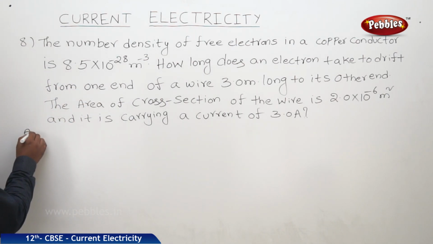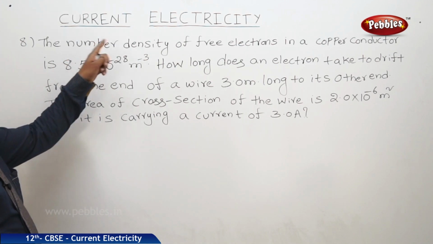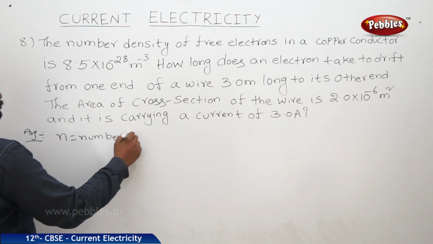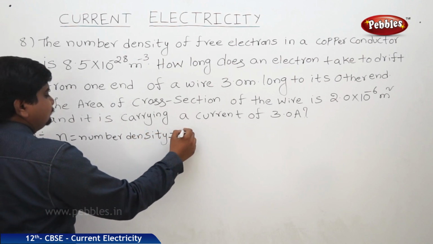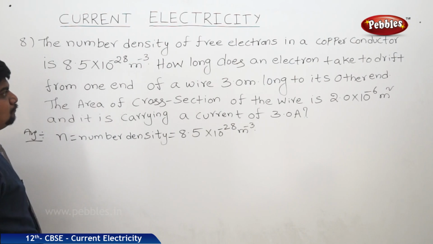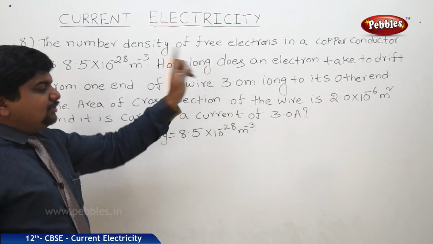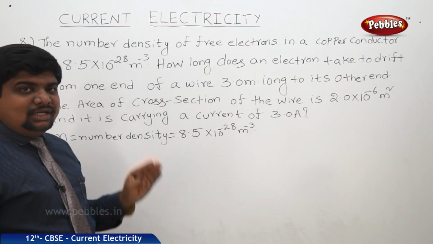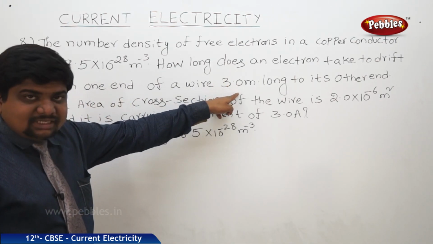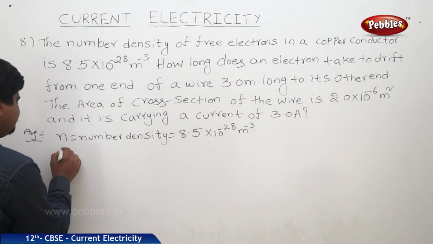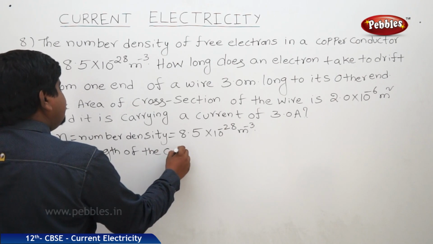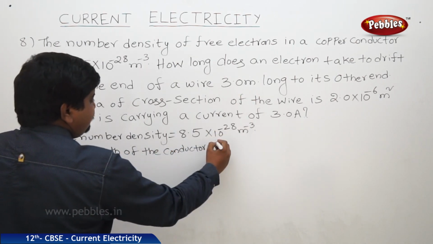First of all, we should write what are the physical quantities that are there in the problem. Number density of free electrons in a copper conductor, N is equal to 8.5 into 10 to the power of 28 meter power minus 3. How long does an electron take to drift from one end of a wire? He is asking what is the time taken to drift the electrons from one end of the conductor to the other end, where the length of the conductor is 3 meters. From one end to another end is nothing but the length of the conductor. L is equal to length of the conductor, this is 3 meters.